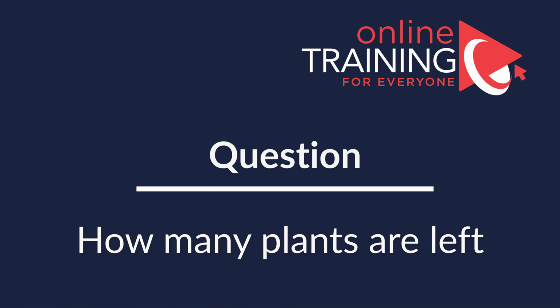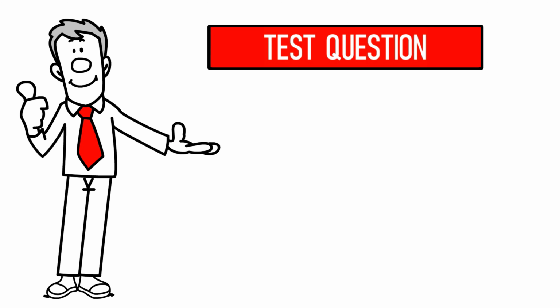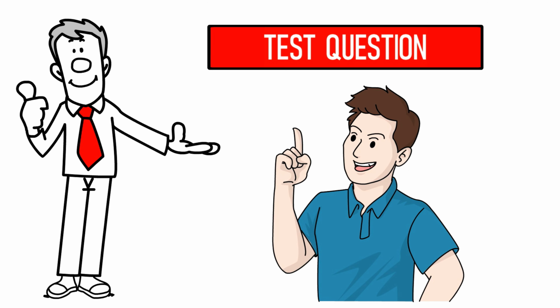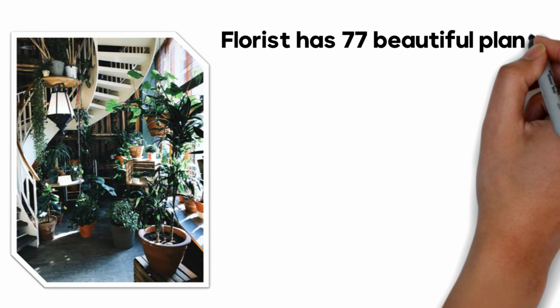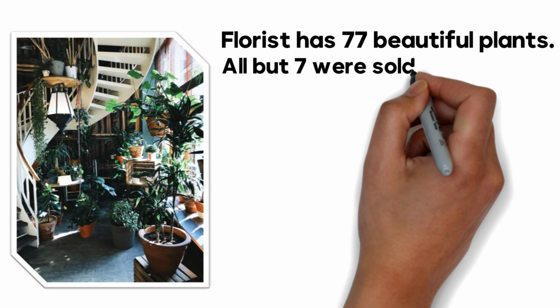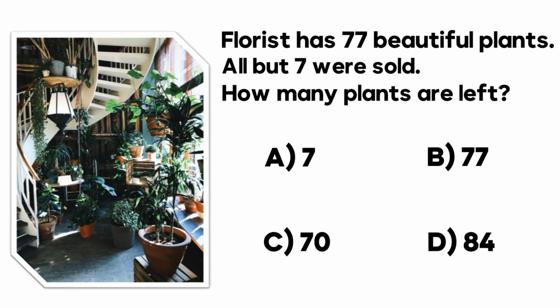I am very excited to present you with simple but at the same time very tricky question which tests your math skills as well as attention to details. Florist has 77 beautiful plants. All but 7 were sold. How many plants are left? You have 4 different choices. Choice A, 7. Choice B, 77. Choice C, 70. And choice D, 84.